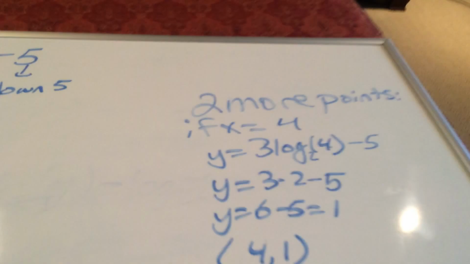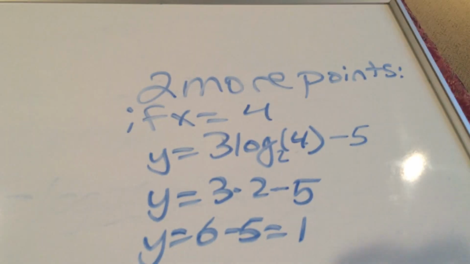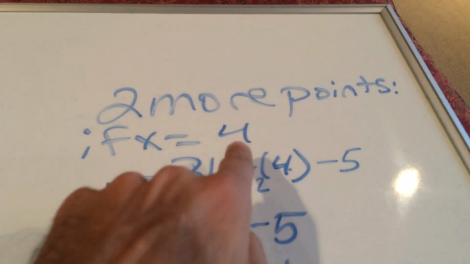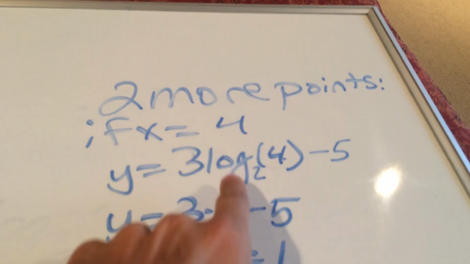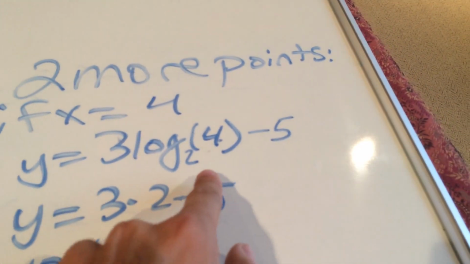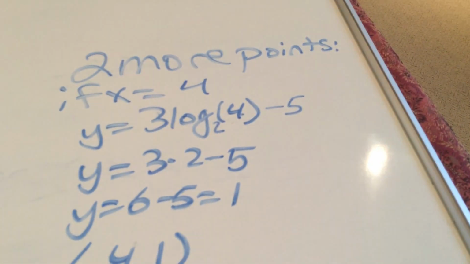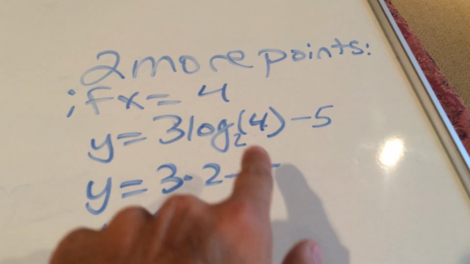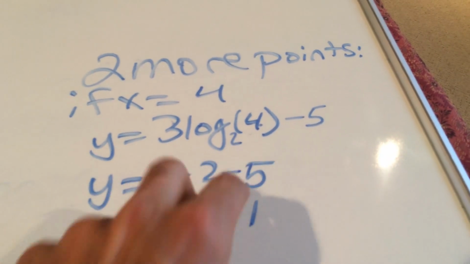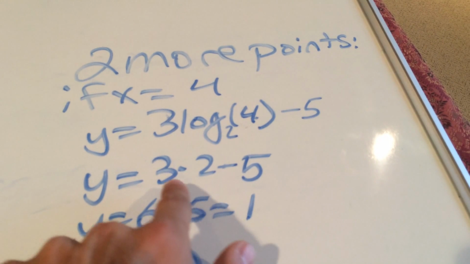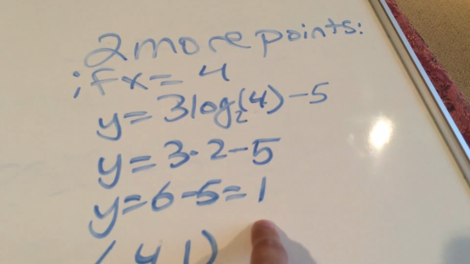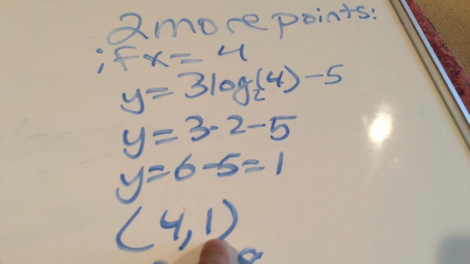I now need to find 2 more points. And I'm going to be smart about this one here, guys. This is where we need to be a little bit intuitive. If I plug in 4 for x, I would have y equals 3 log base 2 of 4 minus 5. Log base 2 of 4, 2 raised to what power equals 4? 2. 2 times 3 is 6, minus 5 is 1. So when I plug in 4 for x, I get 1.